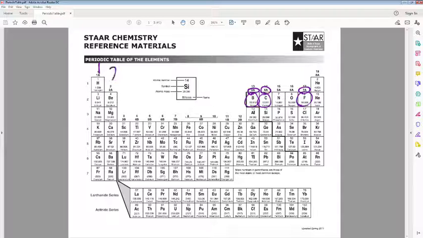First column has 1, 2, 3, 4, so on and so forth. You can find those by looking at the A numbers that are above each of the columns. A nice little shortcut for you. So back over to our packet.